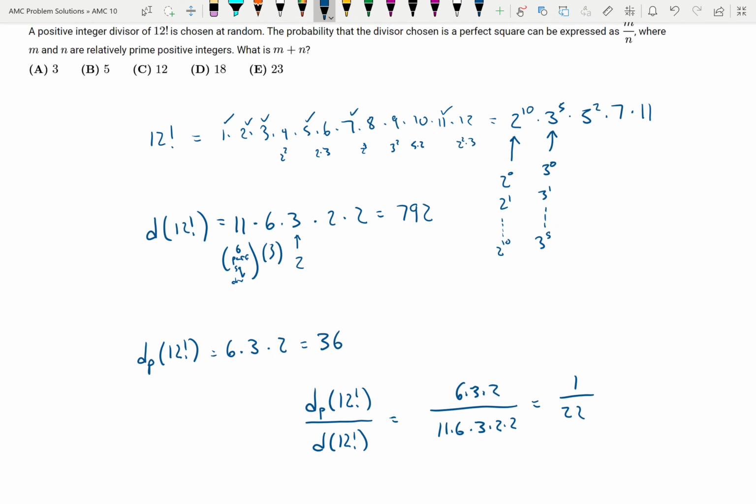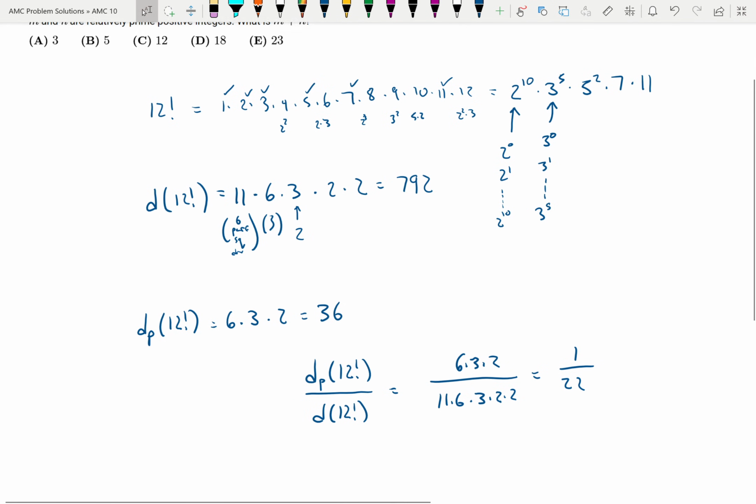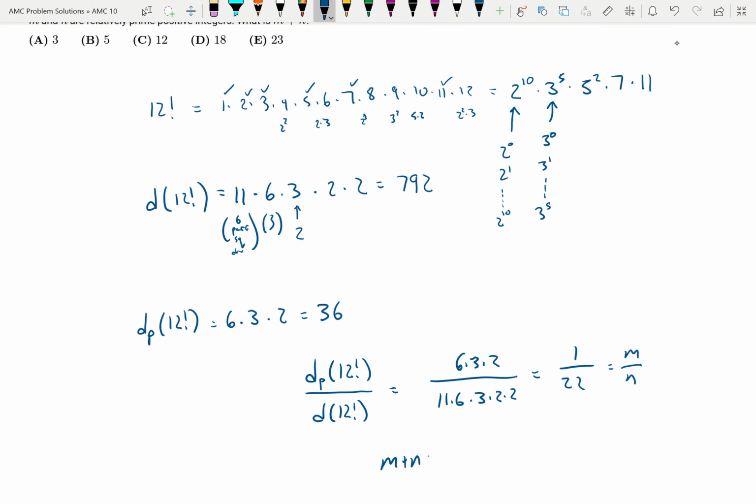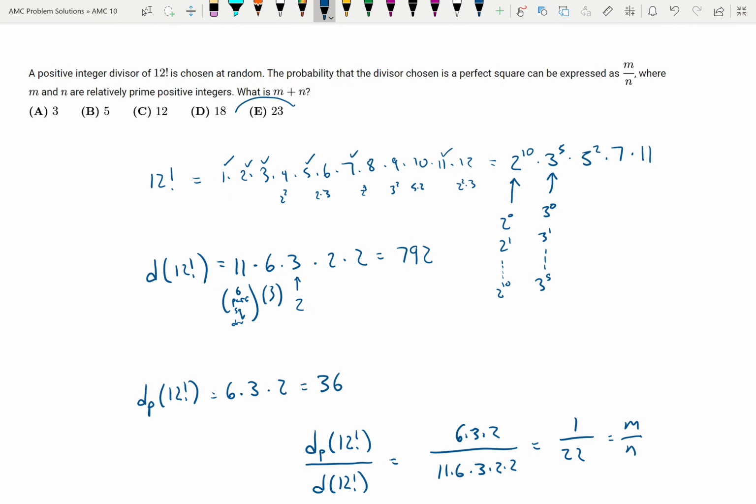So that's the probability that one of the divisors is going to be a perfect square. And we see that 1 and 22 are relatively prime. So this is equal to m over n. Therefore, m plus n is equal to 1 plus 22, which is 23. So the answer is choice E.